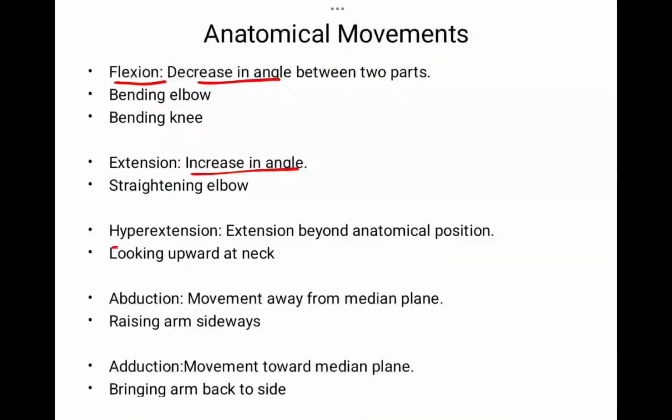So we also have hyperextension. This is when you extend beyond the anatomical position. For example, looking upwards with the neck. When you try to look at the ceiling, this is a hyperextension.